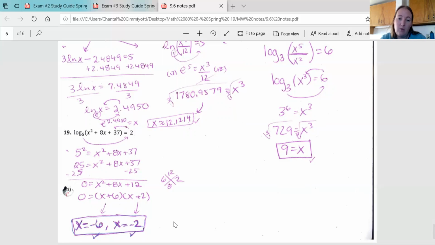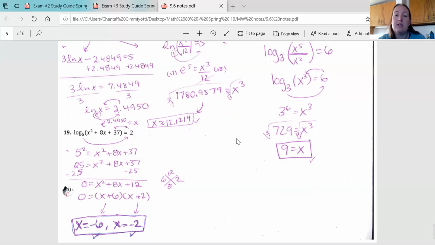And you can check that it works, again, by plugging in and just making sure that log of that divided by log 5 is 2, or that this is 25, because 5 squared is 25, and it should equal this argument. So I hope that helps with your solving of logs.